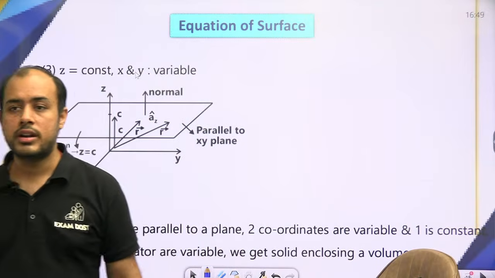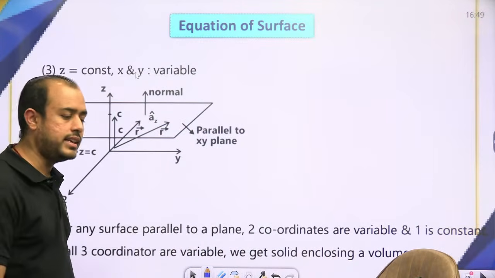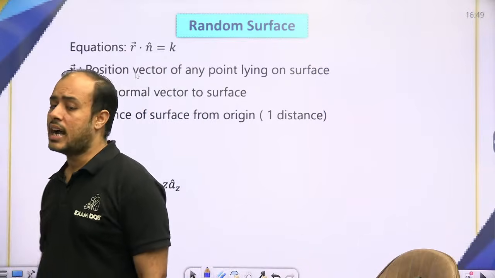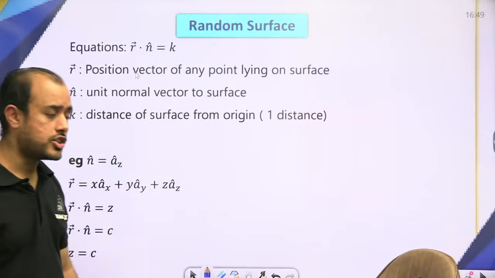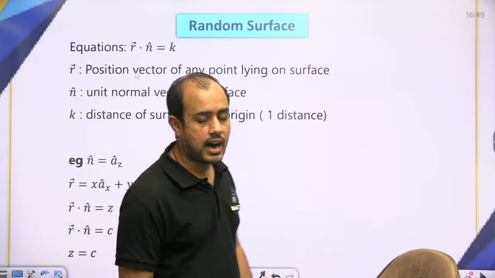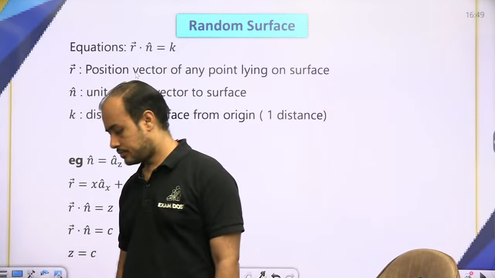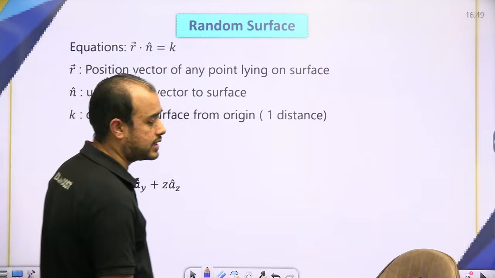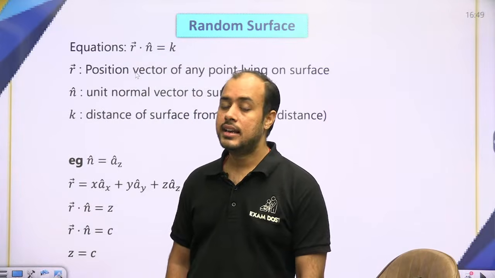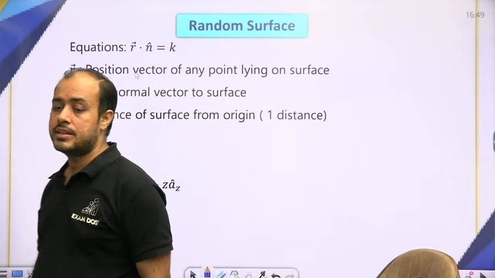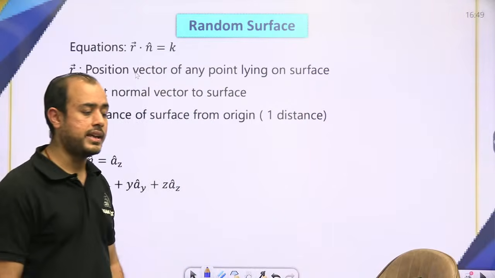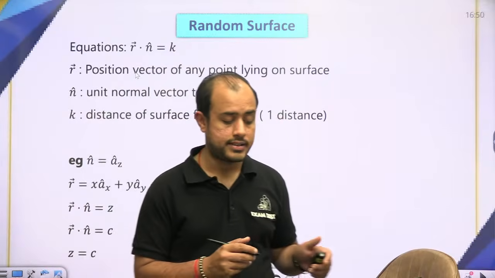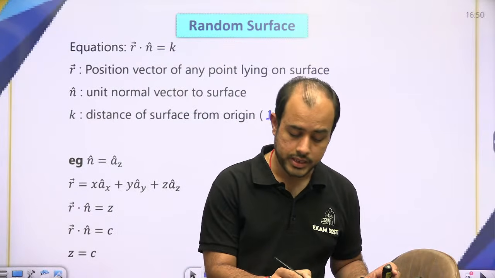And if all three coordinates are variable, you will get a three-dimensional solid. Now, how to write the equation of a surface? The equation of a surface is written as r dot n cap equal to k, where r vector is the position vector for any point lying on the plane, n cap is the unit normal vector to the plane, k is the distance of the surface, that is the perpendicular distance from origin.